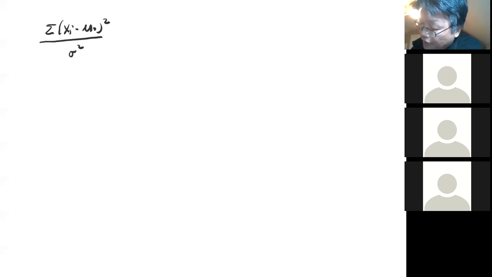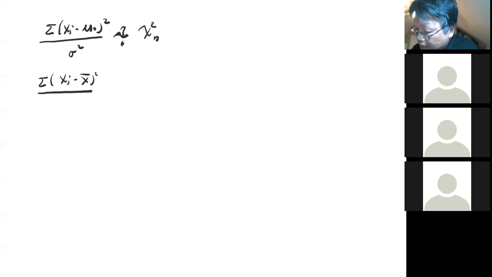Actually, if I divide by sigma square, this guy follows what? Luckily, you saw me do that before. This guy should follow chi square n. Compared to the summation of xi minus x bar, divided by sigma square, which follows chi square n minus 1. You don't need to know why one follows chi square n and the other follows chi square n minus 1.